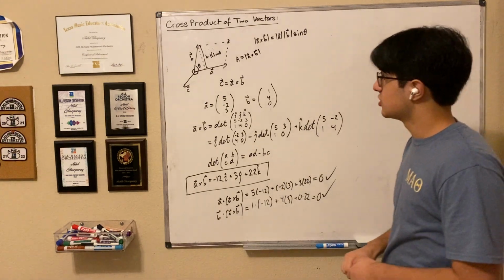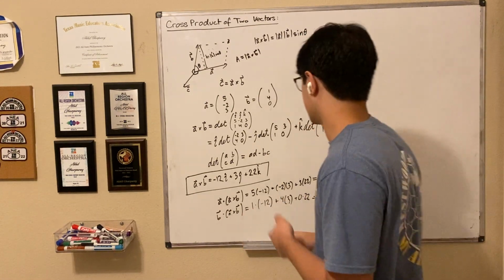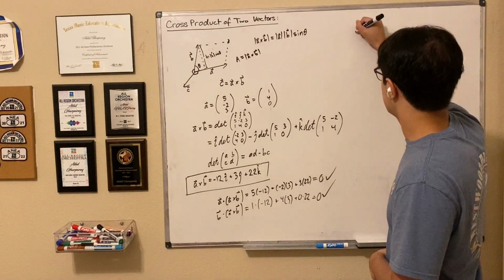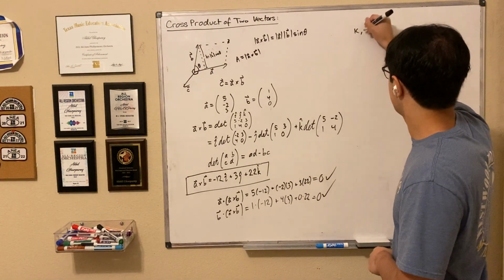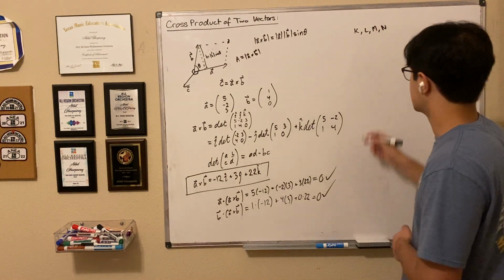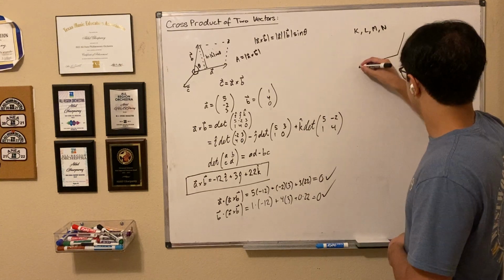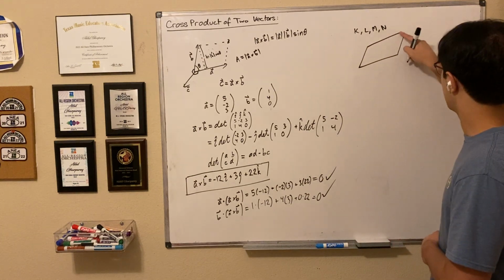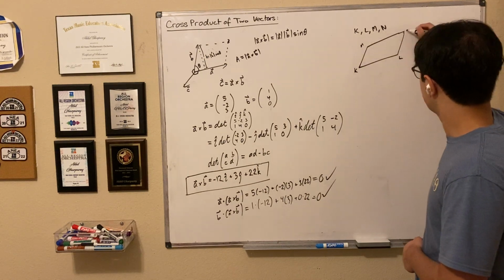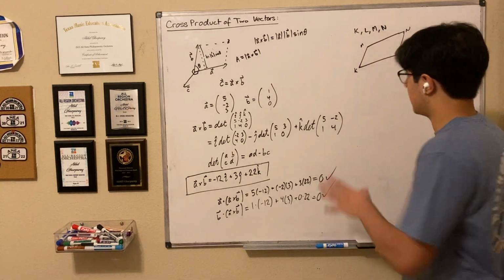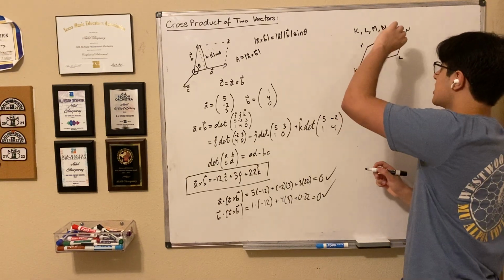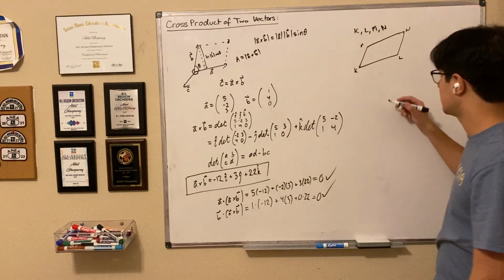So what we can do here is, let's say we were given 4 random vertices. Let's say we had vertices K, L, M, and N. What you can do with this information is you can have a parallelogram such that K, L, M, and N are the vertices of this parallelogram, and that's all you know about it. You can use the cross product to find the area of this parallelogram.